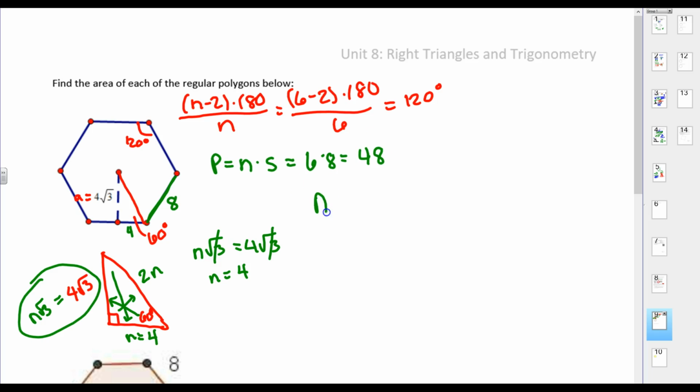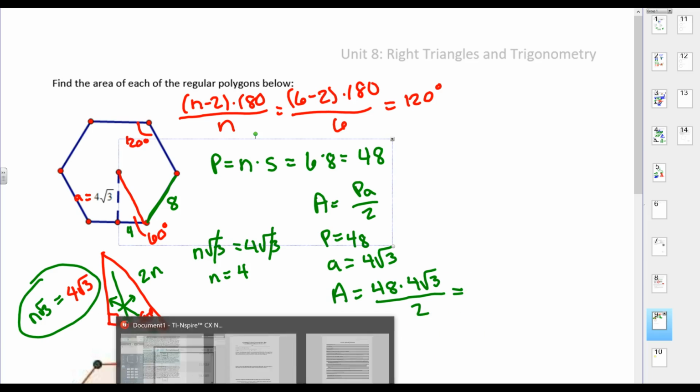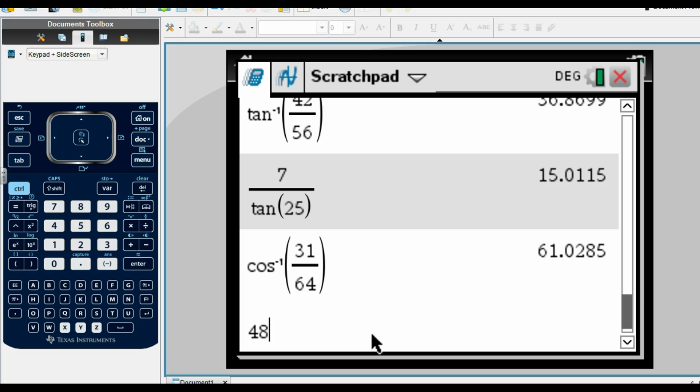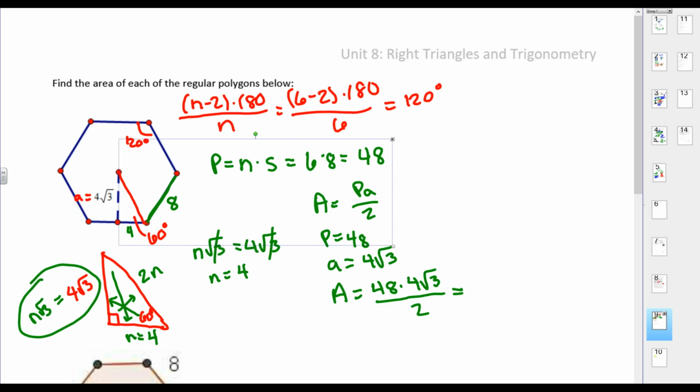So now if I'm looking at area equals PA over 2, I've got a perimeter of 48, I've got an apothem of 4 root 3, which now means I can find an area of 48 times 4 root 3 over 2. And I want to keep this in exact form, guys, so I am not going to multiply by the root 3. I'm going to do 48 times 4 divided by 2. So 48 times 4 divided by 2, which gets me 96. So my answer is 96 root 3 units squared.